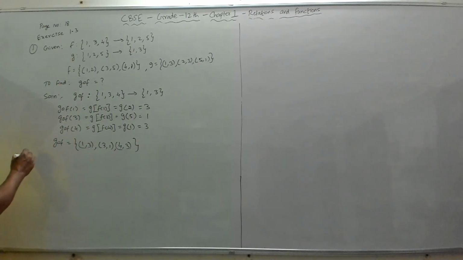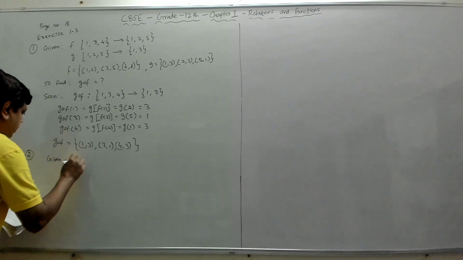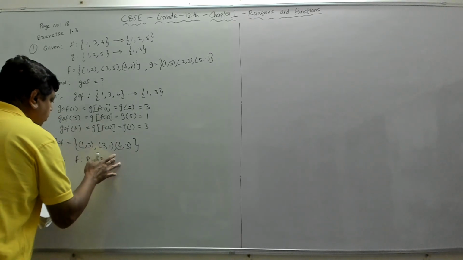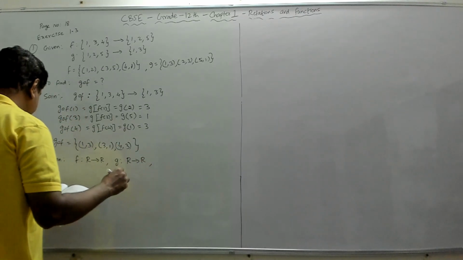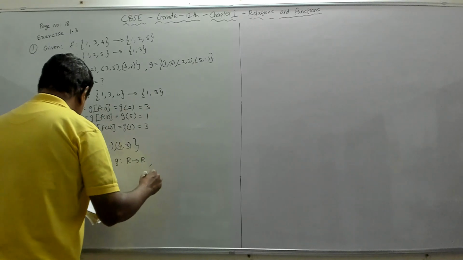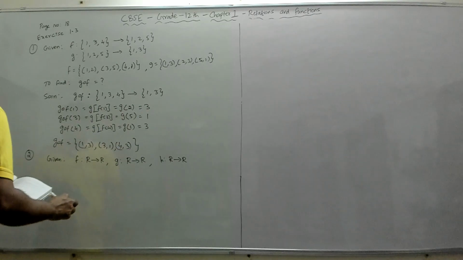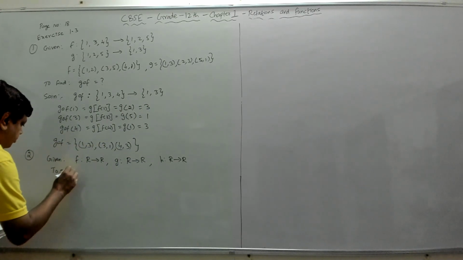So second question is, let f, g and h are functions from R to R. So what is given? So given is f is a function from R to R, g is a function from R to R, f, g and h is a function from R to R. And we have to show that. So what we have to prove? We have to prove two things.